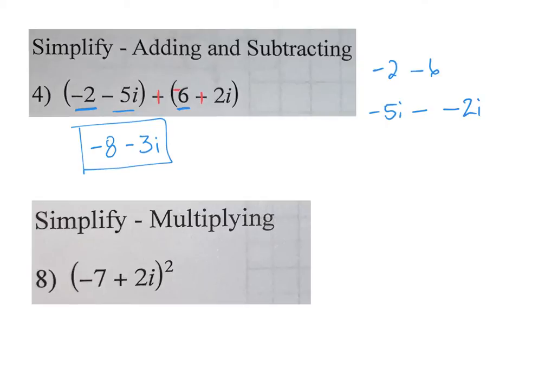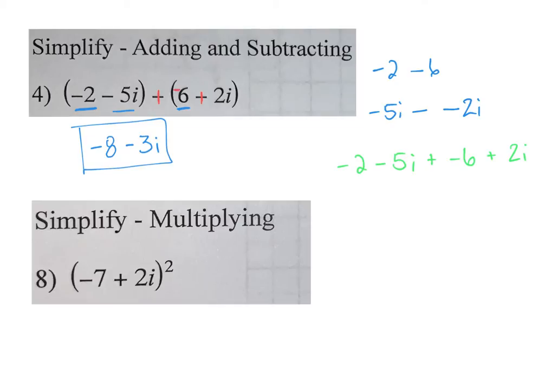So don't distribute here. Think of this as -2 minus 5i. And if you changed it all to addition, you can say plus a -6 plus 2i. You're not distributing. You are just combining like terms. The only time you distribute is if it was butted up next to each other and there was nothing in between, and then you would multiply across. Next thing we did was multiplying.